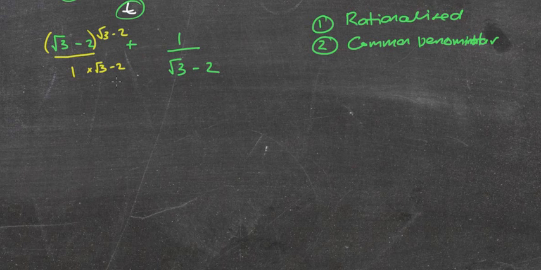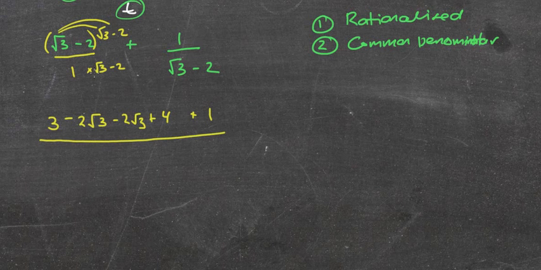If you want to use the quick rule and do the squaring by just squaring the first, timesing the middle terms and doubling it and squaring the last, you can do that. Otherwise, you can do it the longer way, which is root 3 times root 3, which is just 3. Root 3 times negative 2 is negative 2 root 3. Negative 2 times root 3 is negative 2 root 3. And negative 2 times negative 2 is positive 4. Plus 1, because that's the 1 there, all over. Now remember, if I times these two together, I just get root 3 minus 2, which means we have a common denominator of root 3 minus 2.